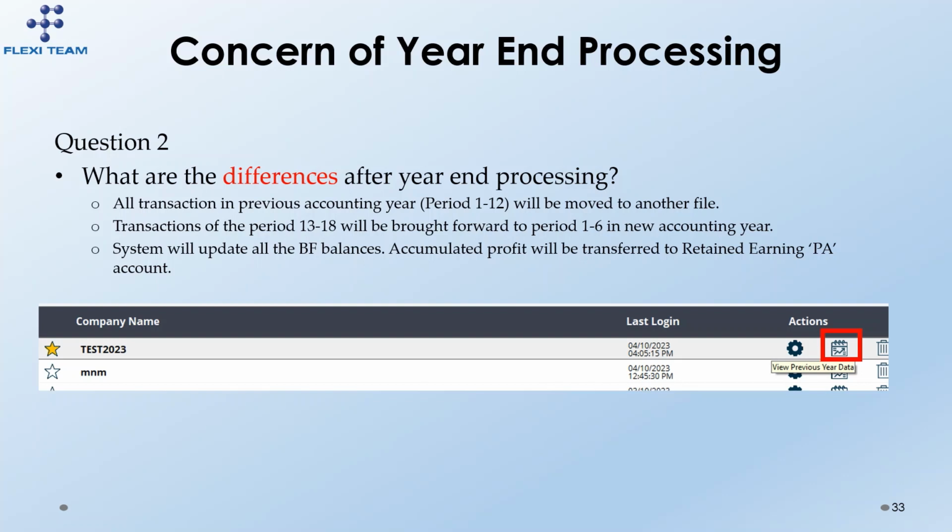Besides, the system will update all the brought forward balances and the accumulated profit will be transferred to the retained earning account.